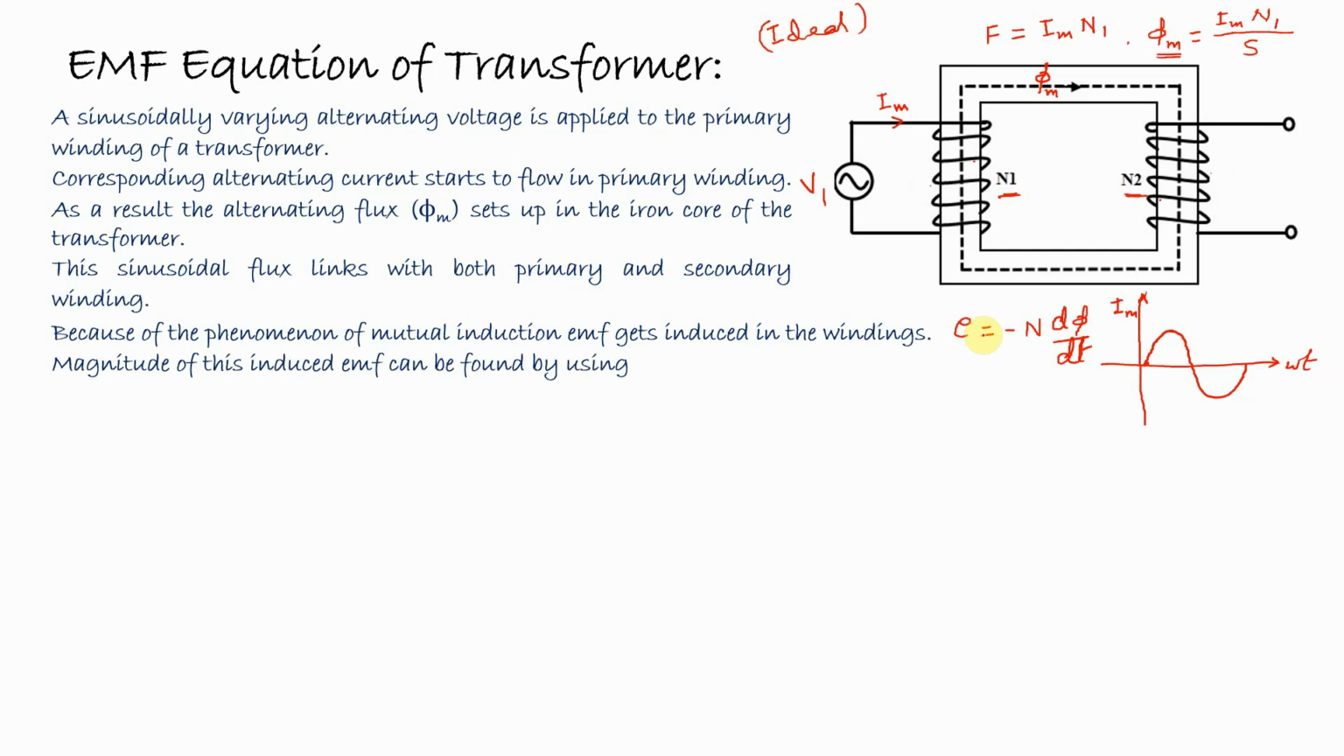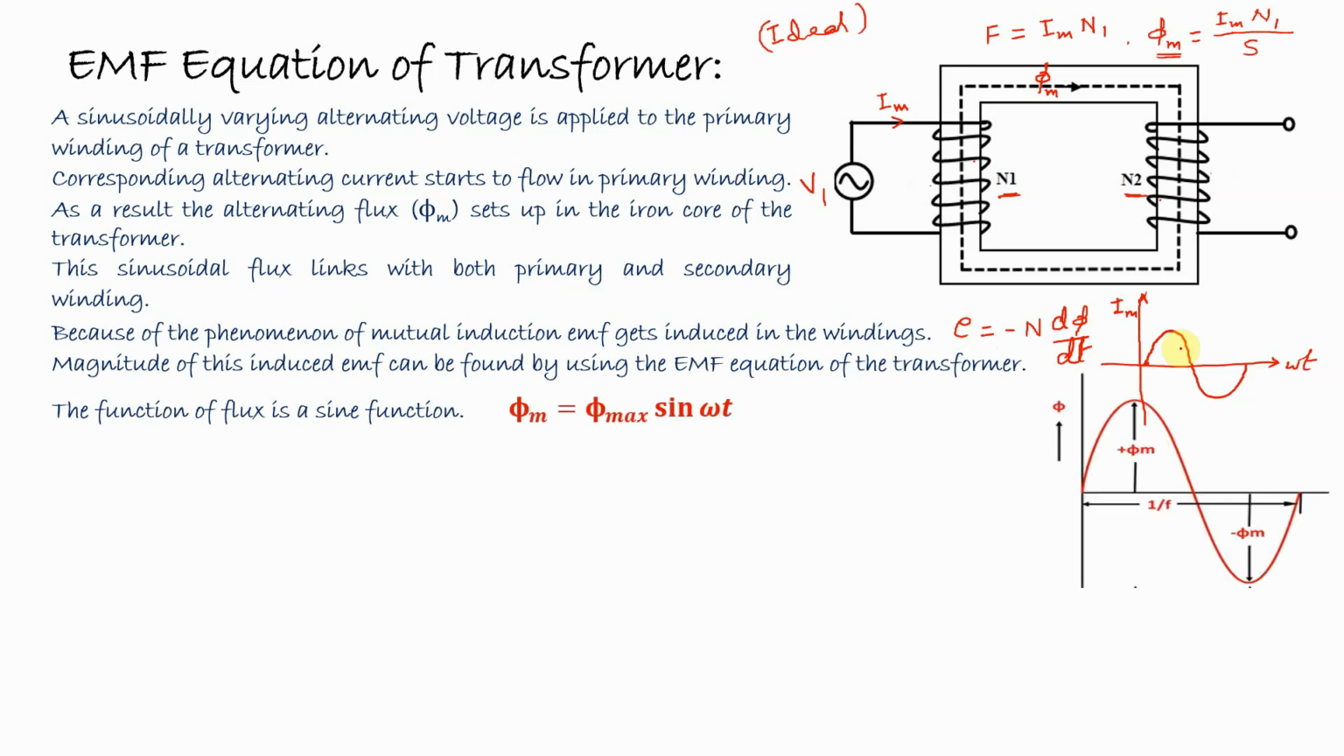The magnitude of this EMF will be calculated using the EMF equation. Here the function of the flux is sinusoidal, which we have already discussed. So this mutual flux can be represented by phi max sin omega t, and it can be shown by this figure. Here the mutual flux depends upon time, that is omega t. Here this is the maximum value of the flux.